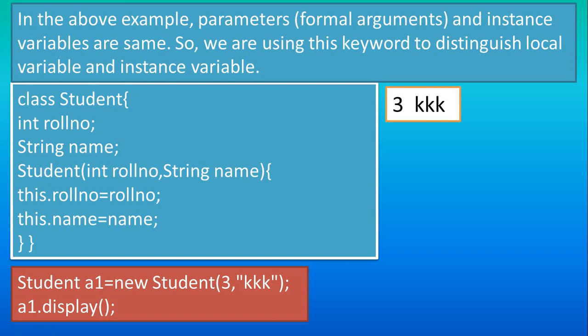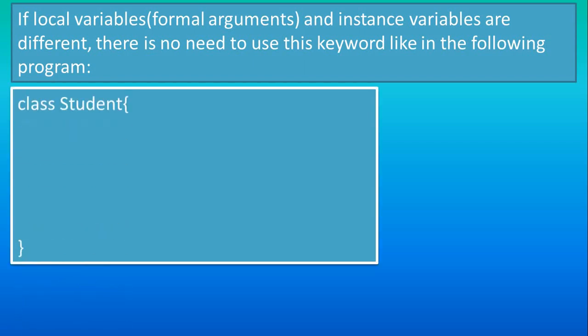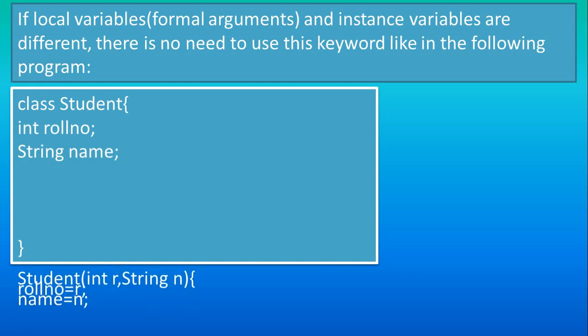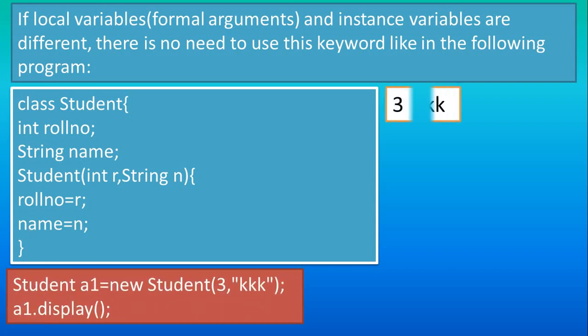I hope you now understood the importance of this. In this way you can use the this keyword in the program. If local and instance variables are different, then there is no need of the this keyword. For example, you have the class with instance variables, and the constructor has local variables, and these variables are different. In that case there is no need of this keyword. If you want you can use it, but it is not needed, and you will get the output you deserve.